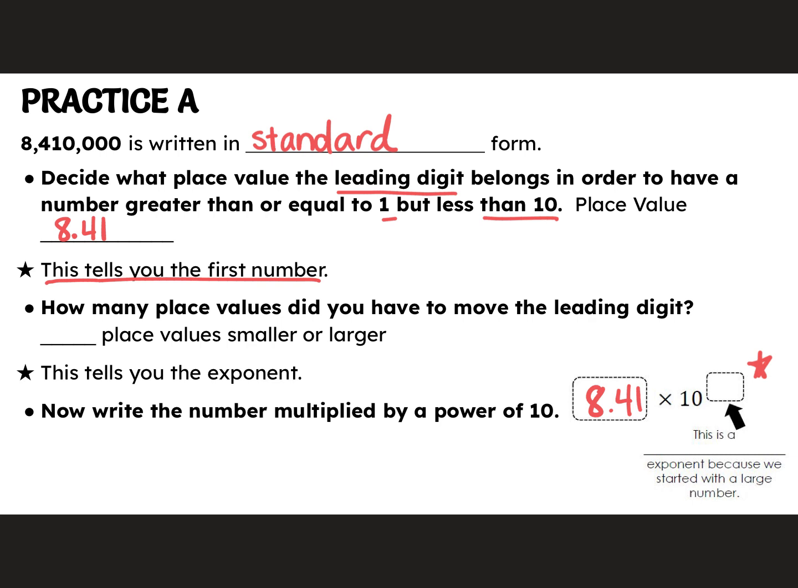How many place values did you have to move the leading digit? So it started over here in the millions. So I had to move it 1, 2, 3, 4, 5, 6 places to get it in the ones place. Because this is a number that's large, it's going to be positive, so I put a 6 as my exponent. This number and this number are equivalent. They're just written in two different forms.